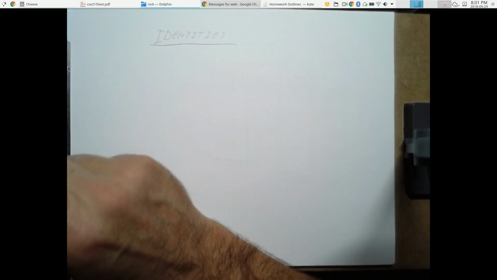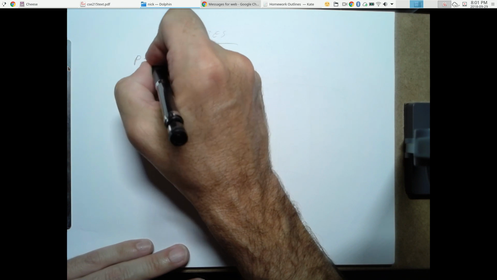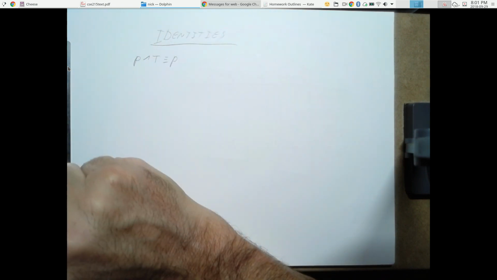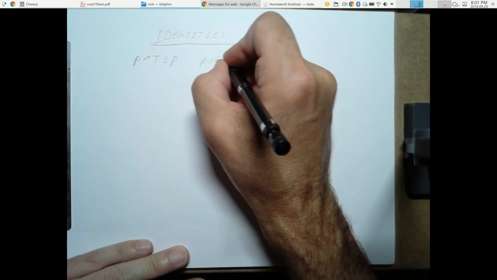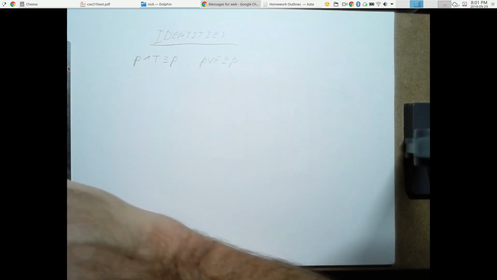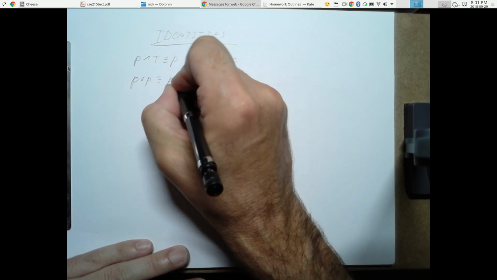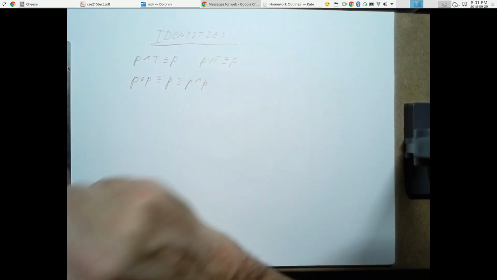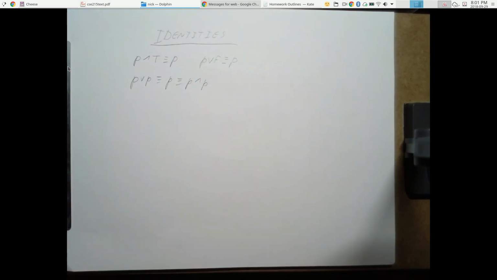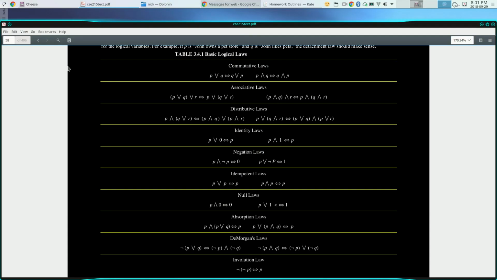And identities are things like the following. P and true is equivalent to P. P or false is equivalent to P. P or P is equivalent to P, which is equivalent to P and P, and so on. So there's all these identities, these things that we know are true regardless of the value of P. And in your textbook, if you look on page 58, there's a list of all of these basic logical laws. These are basically identities, logical equivalences.